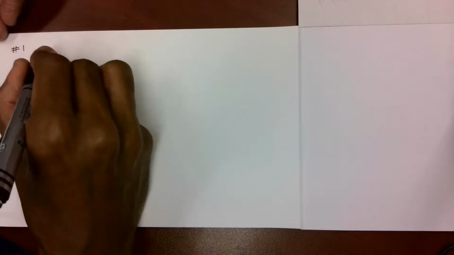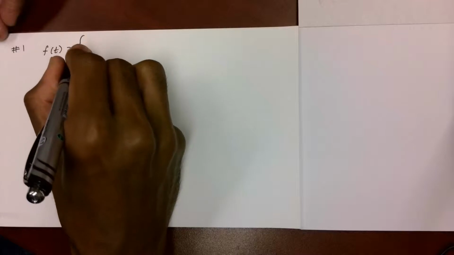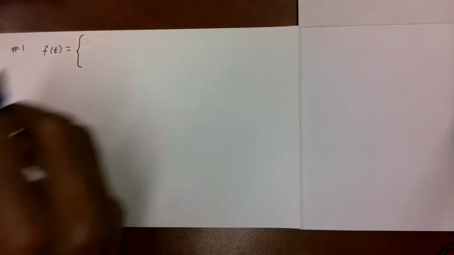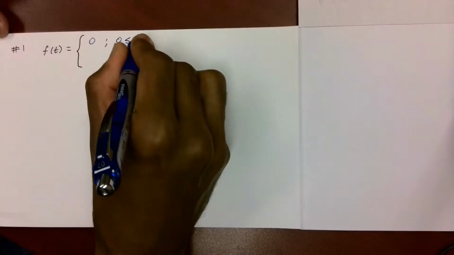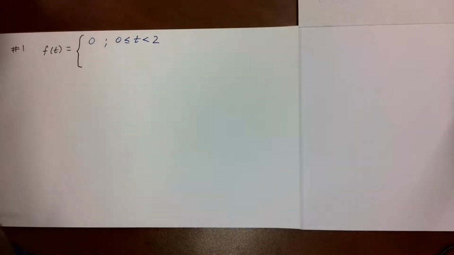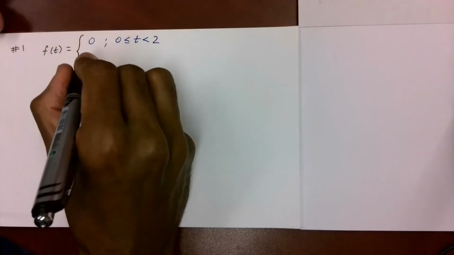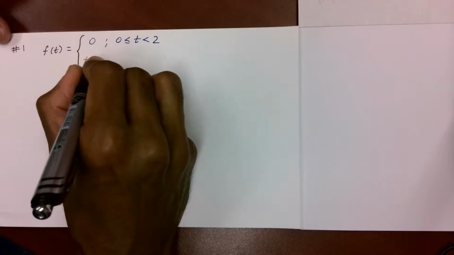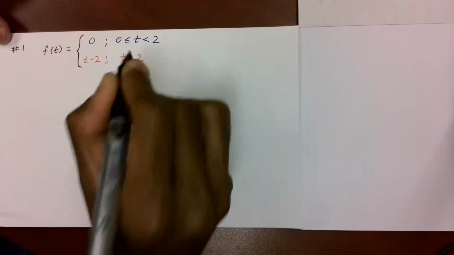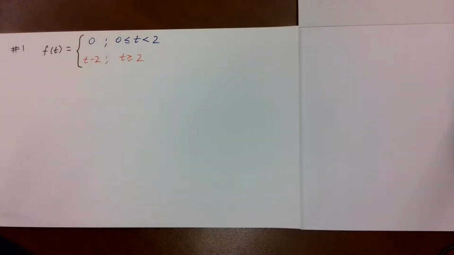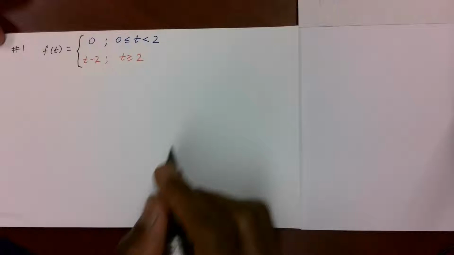Let's suppose, for example number 1, that f of t is the following piecewise function. It is 0 for the values of t between 0 and 2, and it is t minus 2 for the values of t greater than or equal to 2. First of all, before I proceed on with the solution, let me graph this function.